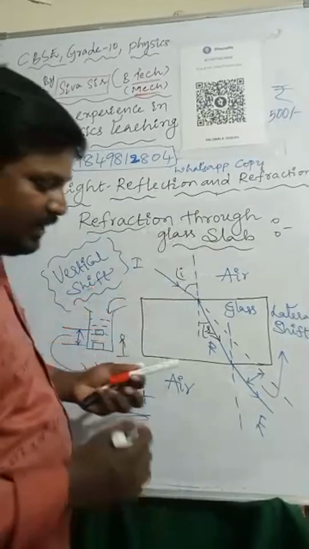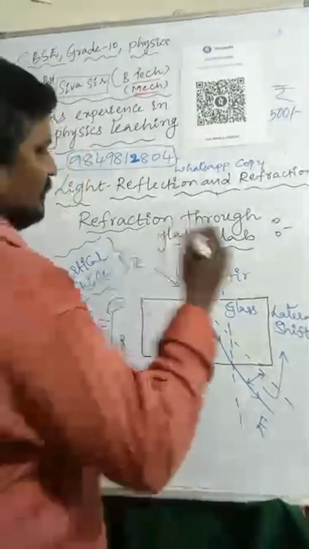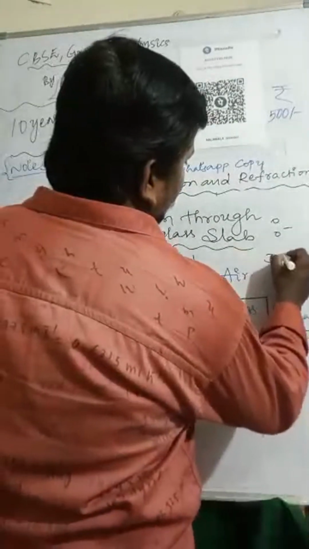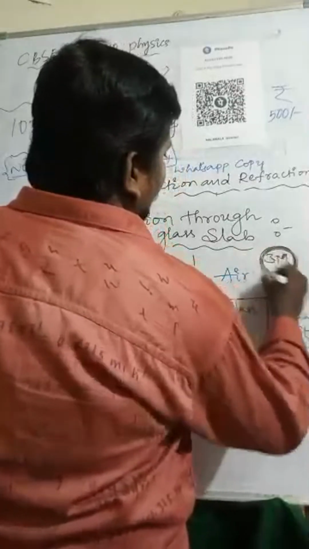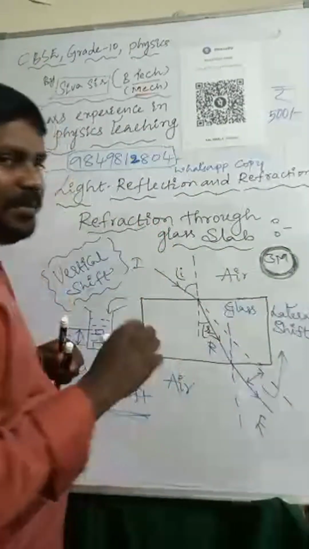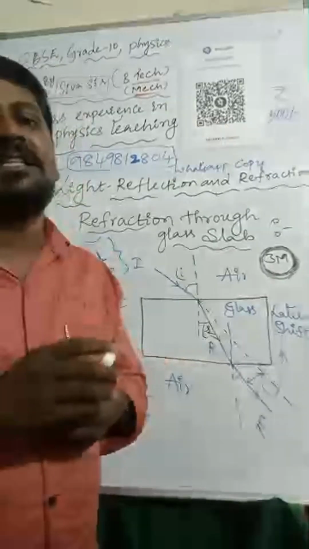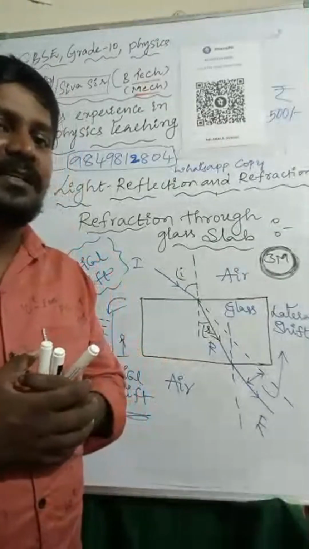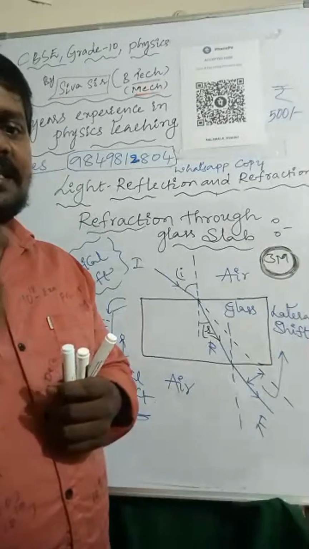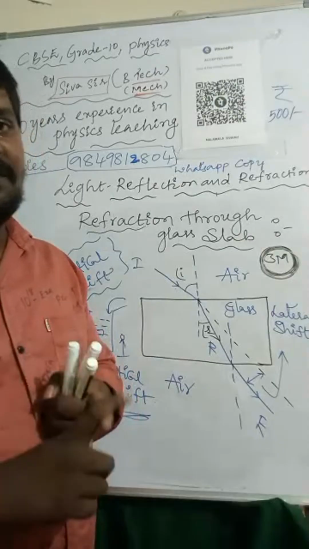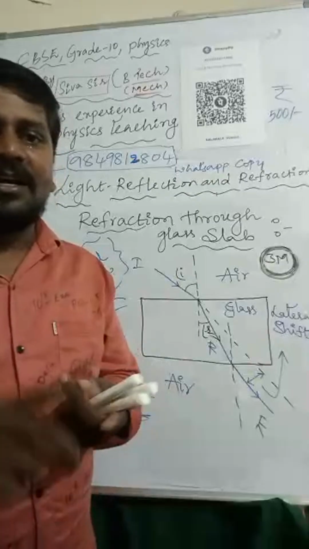Very important. You can consider refraction through glass slab. This question is very important. It may come for 3 marks, definitely 3 marks this time, I'm expecting. Nearly 5 marks questions are there. One is the refraction definition they will ask, what is refraction. Second one is lateral shift they will ask, and the next one is vertical shift they will ask.